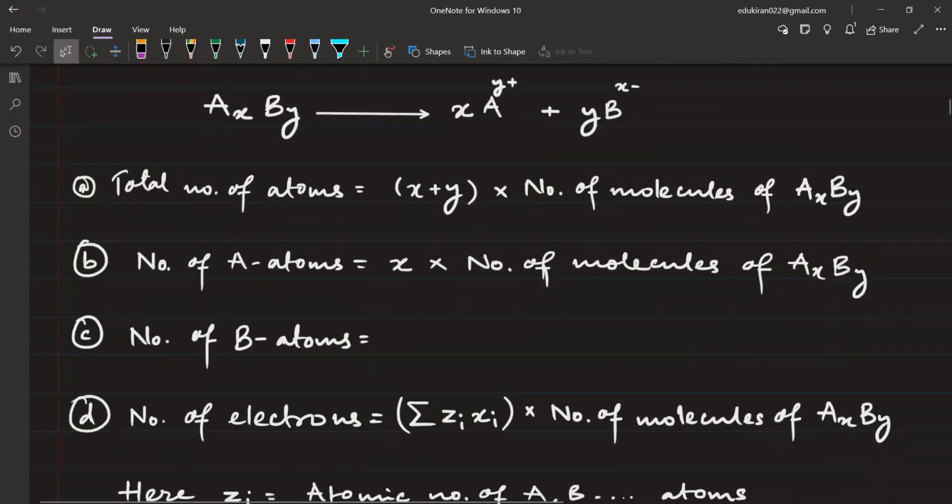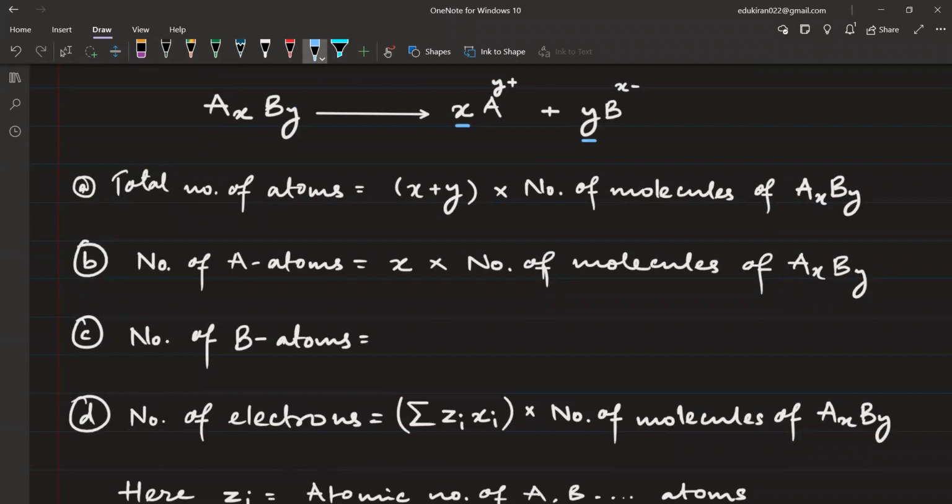Please concentrate here. Let us suppose we have AxBy. It is going to give you x amounts of A and y amounts of B. For example, if I have A2B3, then I will get 2 A, which will have 3 positive charges, and y B, and x negative charges. So I will get x amount of A and y number of B's.